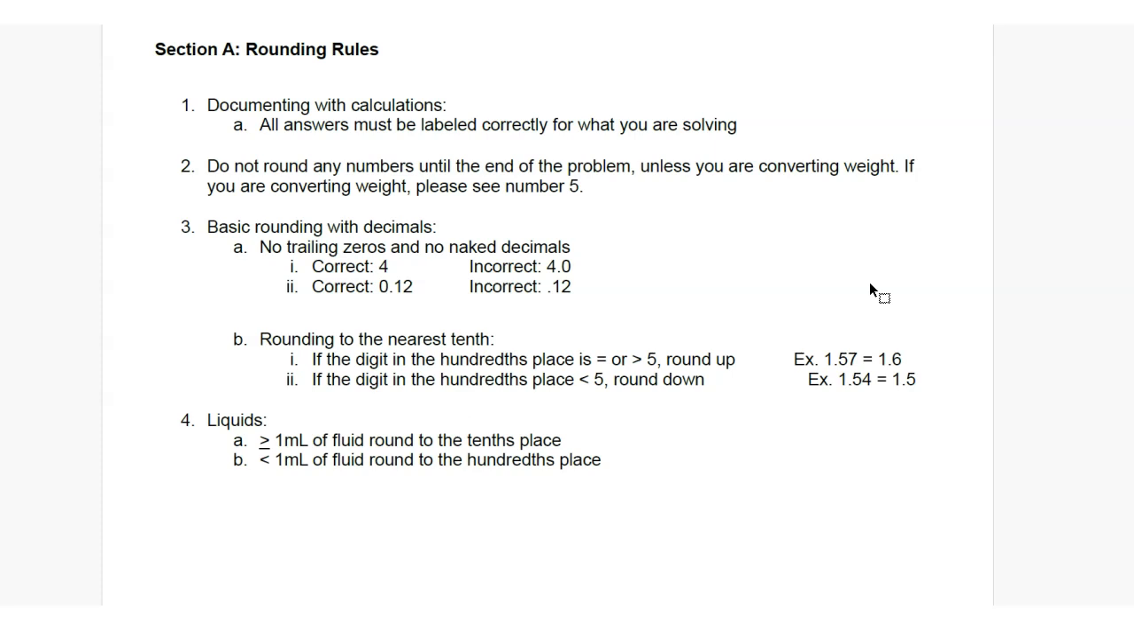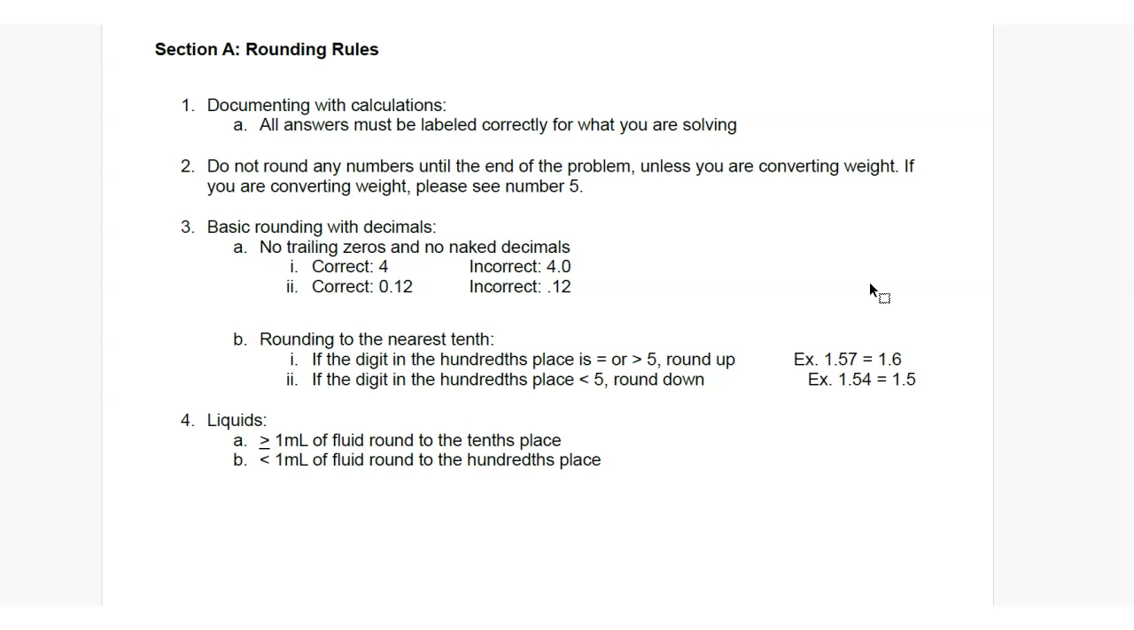Now, if we're talking about decimals, if your answer is less than 1, let's say it's 0.12, instead of writing .12, you have to write the 0 before the decimal point because it tells the person reading it that it's actually a decimal. So the correct way of writing that would be 0.12.